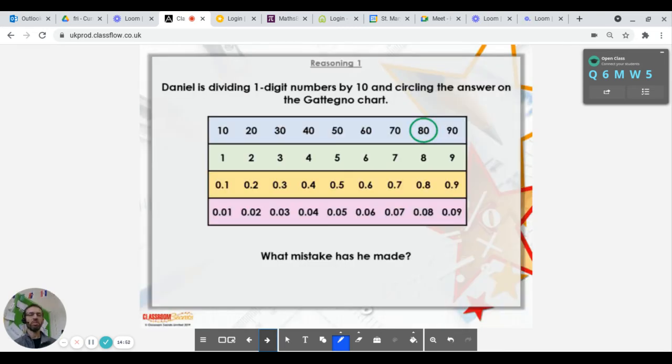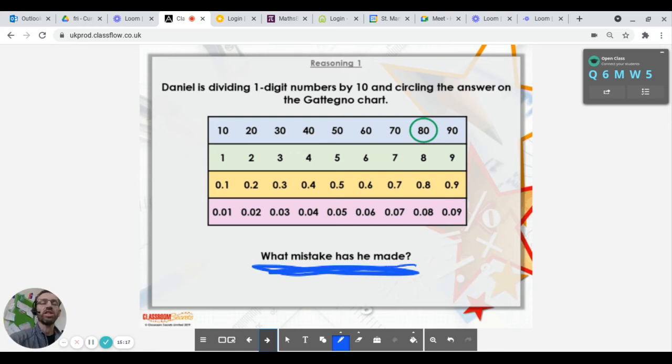Put yourself in the situation. This is about Daniel. I don't think it's our Daniel, but it might be. So Daniel, anyway, is dividing one-digit numbers by 10 and circling numbers on his chart. What mistake has he made? Oh, it's telling us he's made a mistake. So it's kind of giving us a really big clue, but we need to describe what the mistake is.